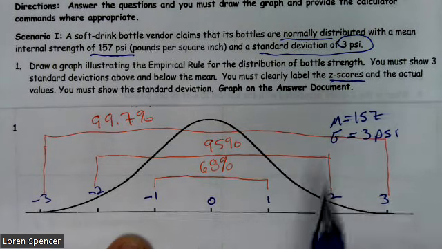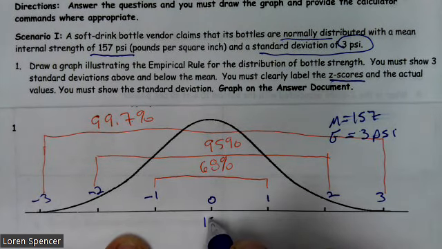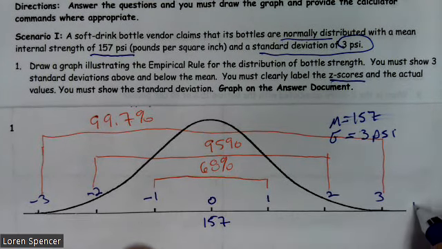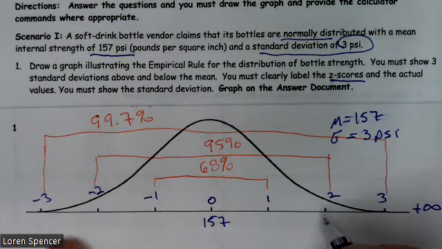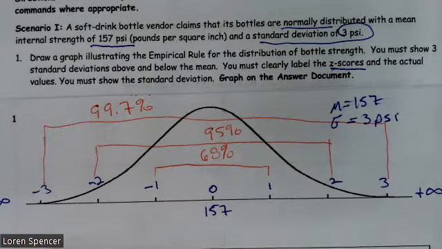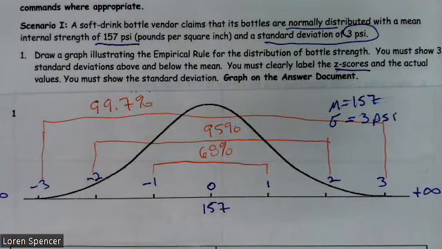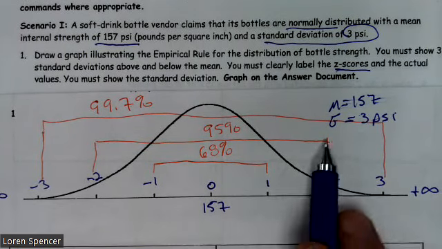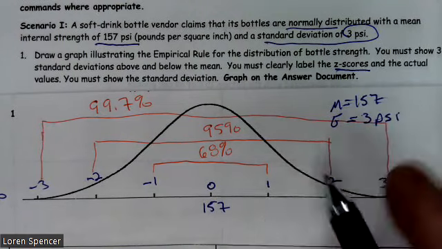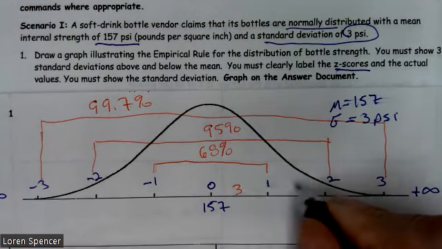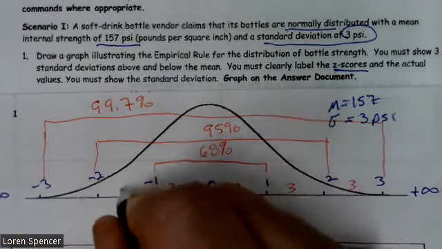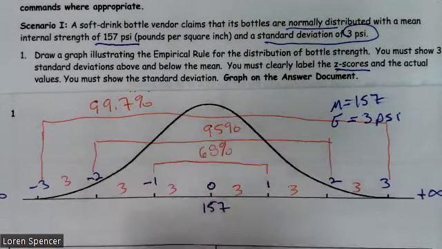Well, our actual mean is 157. The z-score was 0. And by the way, we should label that it goes to positive infinity and it goes to negative infinity. We don't want to forget that. All right, so that takes care of that part of it, but we need to address our standard deviations. And our standard deviation, they said, was 3. So we're changing by 3 each time. So this is 3, this is 3, and this is 3. And as we head down, we have that.